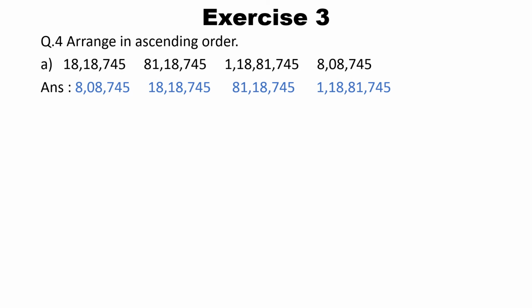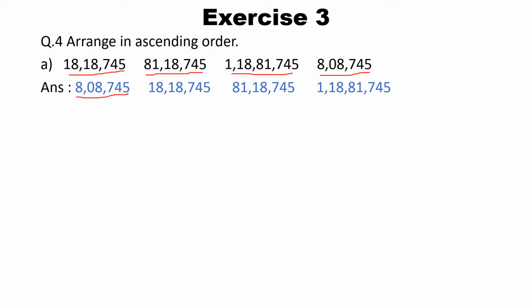Arrange in ascending order. We have to look at the number of digits. This is a 7-digit number. This is also a 7-digit number. This is an 8-digit number. And this is a 6-digit number. Obviously, the 6-digit number is the smallest one. And as we all are aware, ascending means smaller to bigger. So first the 6-digit number will come.